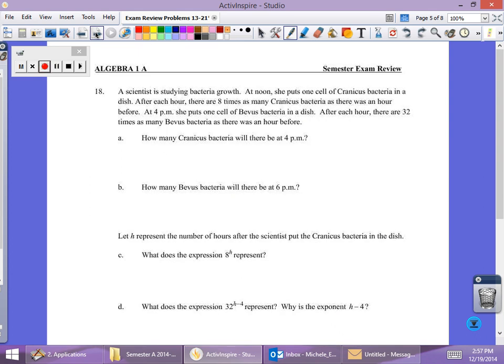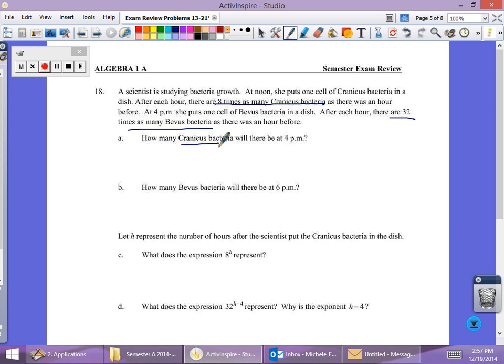All right, let's move on to the next page, 13. We're looking at problem 18. A scientist is studying bacteria growth. At noon, she puts one cell of Granicus bacteria in a dish. After each hour, there are 8 times as many bacteria as there was an hour before. At 4 p.m., she puts one cell of Bevis bacteria in a dish. And after each hour for Bevis, there are 32 times as many bacteria as the hour before. So how many Granicus bacteria will there be at 4 p.m.?